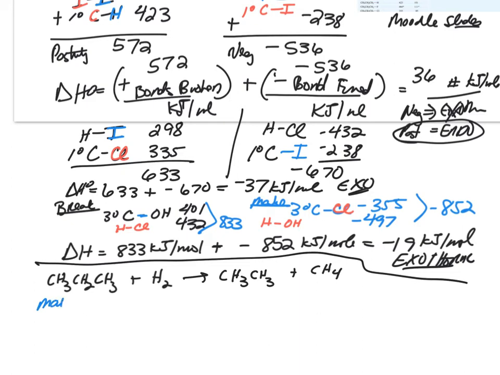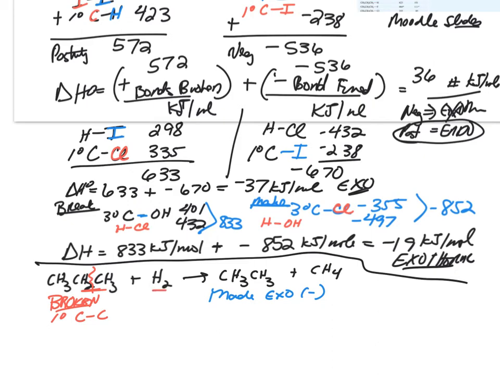Bonds make, bonds break. That's backwards, isn't it? Yeah. Okay. So bonds broken takes energy, and bonds made, exo, so negative. All right, so let's do this. Looking at this, we have broken this bond here. So this is a primary carbon-carbon bond. It's been broken.